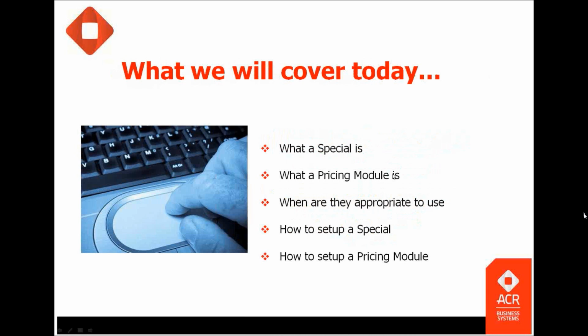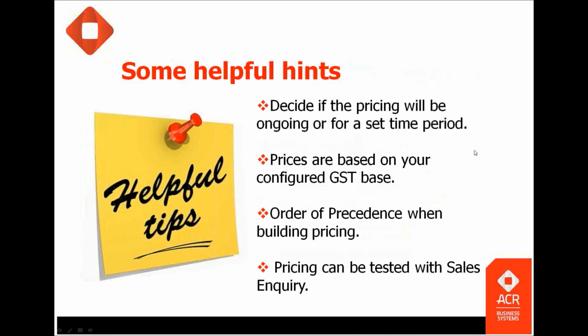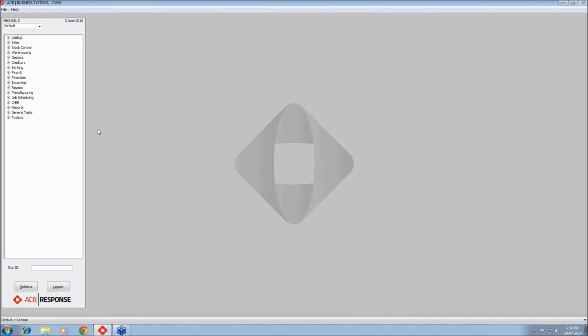What we're going to cover is what a special is and what a pricing module is, when are they appropriate to use within the ACR system, how you would set up a special, how you'd set up a pricing module, and we're also going to cover a little bit about how you can check that they are working correctly and that they're doing what you want them to do. So, what we're going to do, go into ACR now.